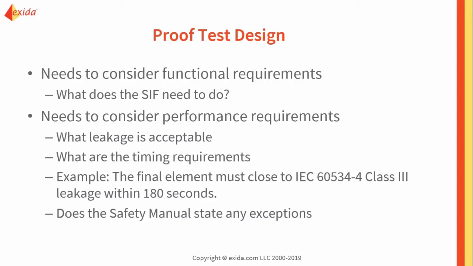So now that we know what a proof test is and what it really needs to do, find those hidden or undetected failures, now we need to think, how can we design a proof test to go along with that? Well, it can be broken down into two main requirements. Your proof test is going to need to have functional requirements. What exactly does that SIF need to do? Does it need to close off flow by shutting a valve? What functionally does that SIF need to respond in that safety function?